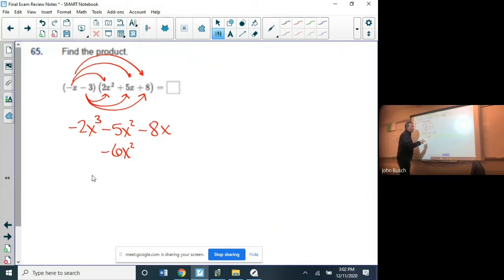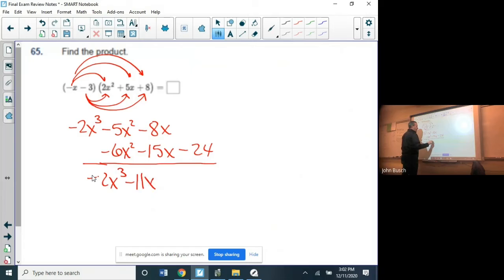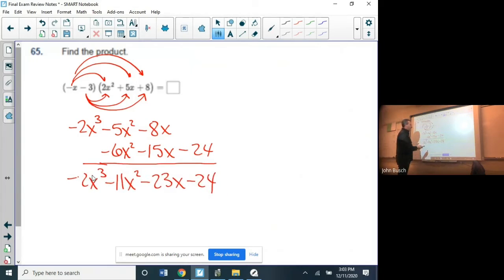Now this negative 3 times 2x squared is negative 6x squared. I suggest you put the like terms in line with each other, so when you're adding like terms, it's very easy. Negative 3 times 5x is negative 15x. Negative 3 times 8 is negative 24. And let's add these together. We have negative 2x to the third minus 11x squared minus 23x minus 24. Yeah, that's good. We've done a better job lining them up.